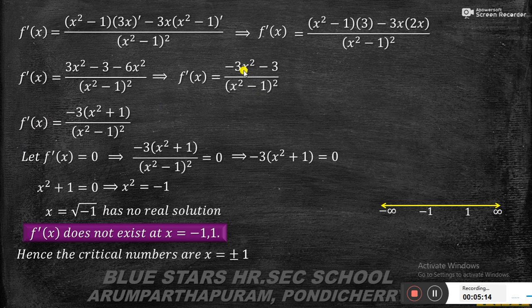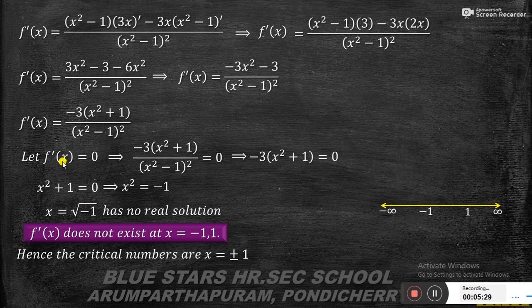So the next step, minus 3 is common, so I take it from the numerator. So minus 3 into (x square plus 1) by (x square minus 1) whole square. This is the f dash of x. F dash of x equal to minus 3 into (x square plus 1) by (x square minus 1) whole square.